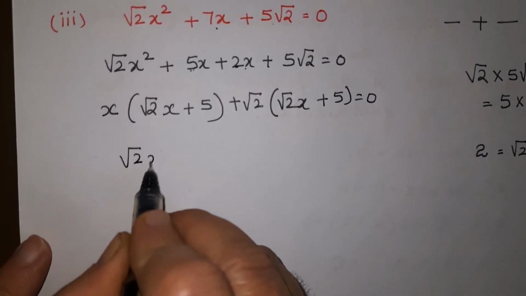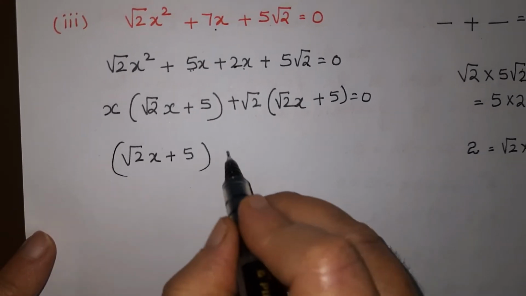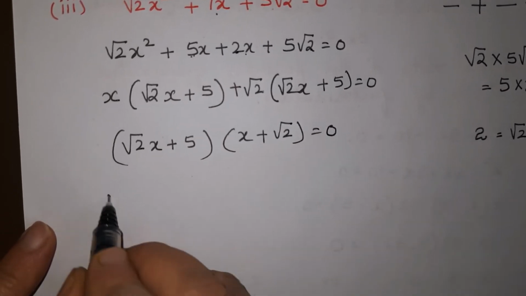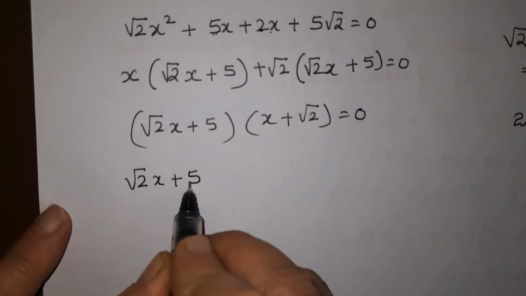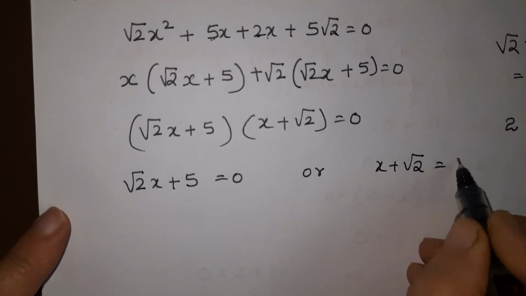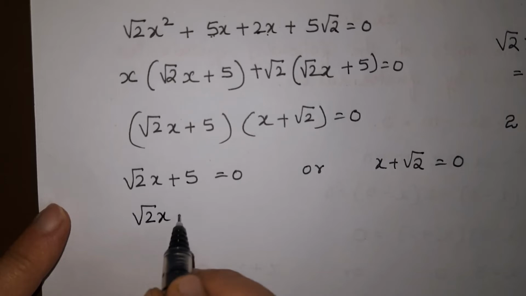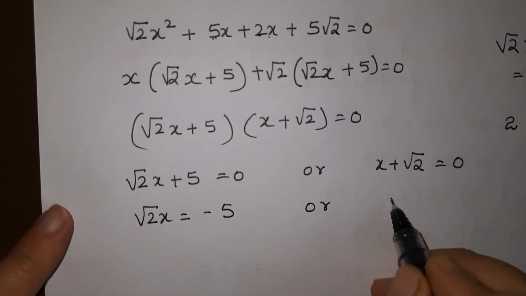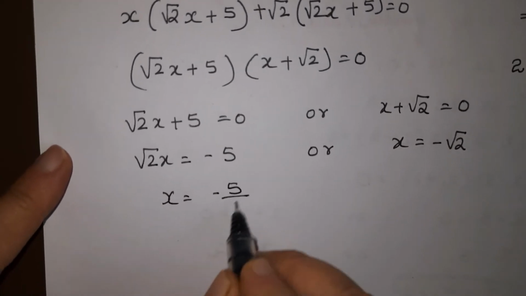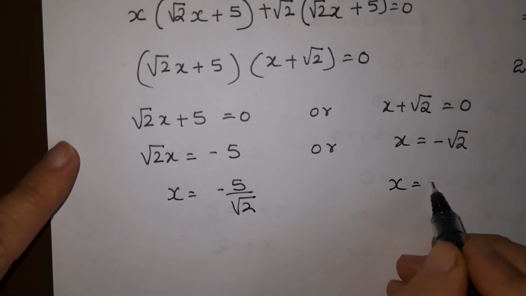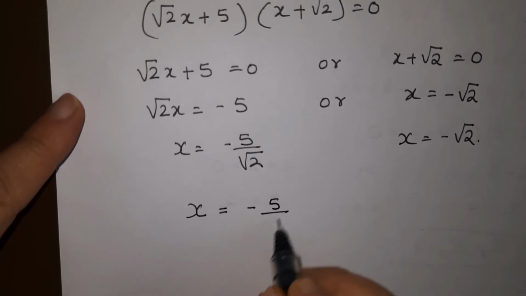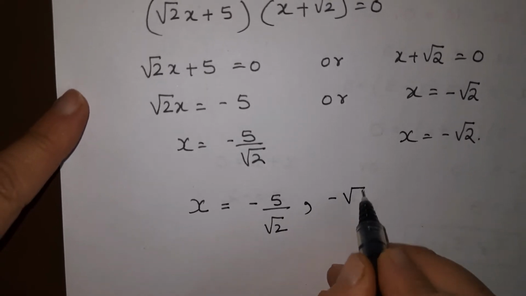So we can write it as (√2x + 5)(x + √2) = 0. So √2x + 5 = 0, or x + √2 = 0. This gives √2x = -5, or x = -√2. From here x is equal to -5/√2, and from here x is equal to -√2. So the solutions or roots are -5/√2 and -√2.